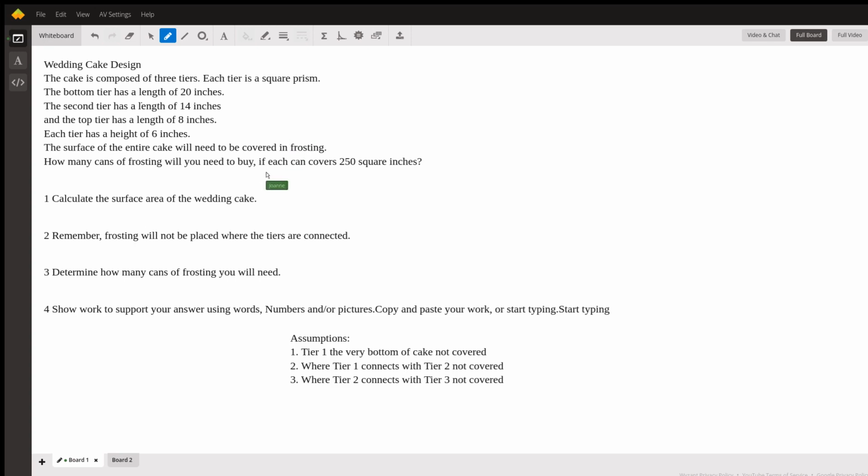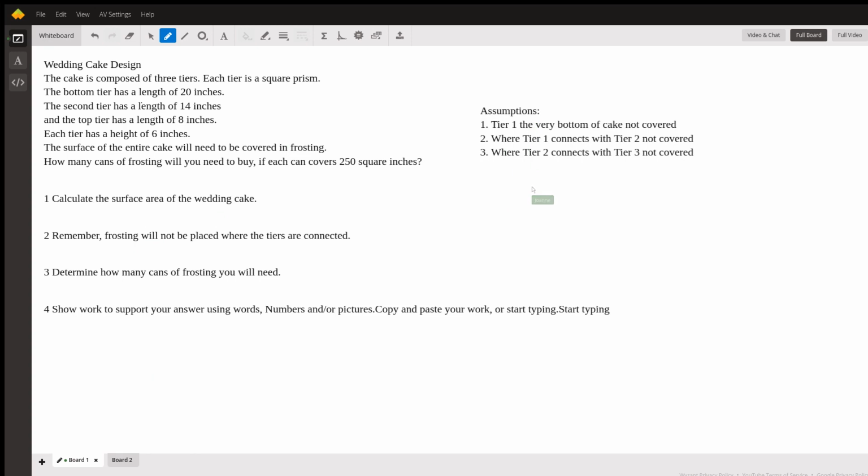So here are the assumptions that I'm making by reading the problem. One is the very bottom tier at the very bottom of the cake, that's touching a plate or whatever the cake holder is, will not be covered in frosting. And then where it says, remember, frosting will not be placed where the tiers are connected, so where tier 1 connects with tier 2, that's not covered in frosting. The bottom of tier 2 is not covered in frosting, and neither is the top of tier 1. And where tier 2 connects with tier 3, that is also not covered. Those are the assumptions that I'm making as I answer this question.